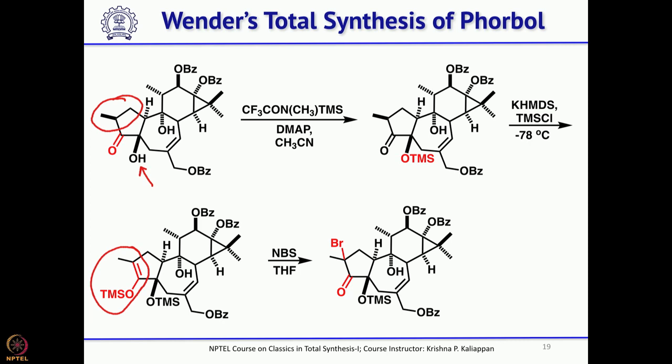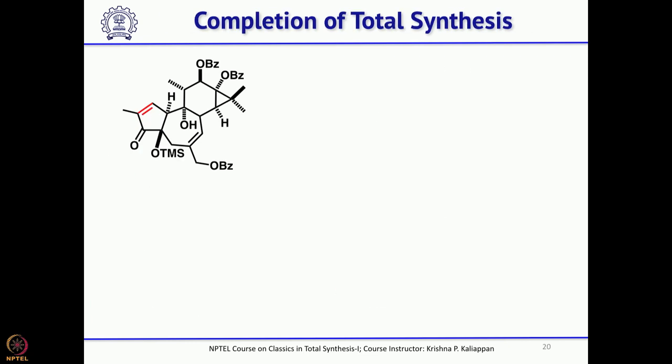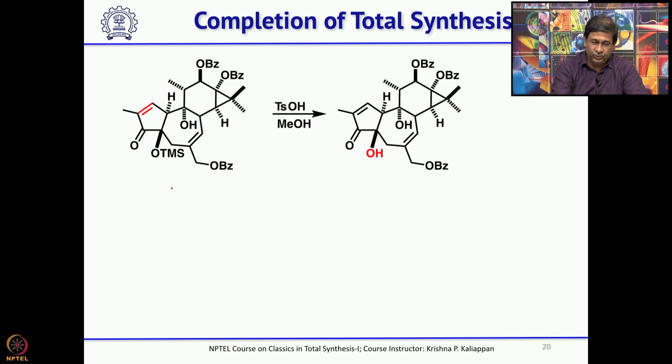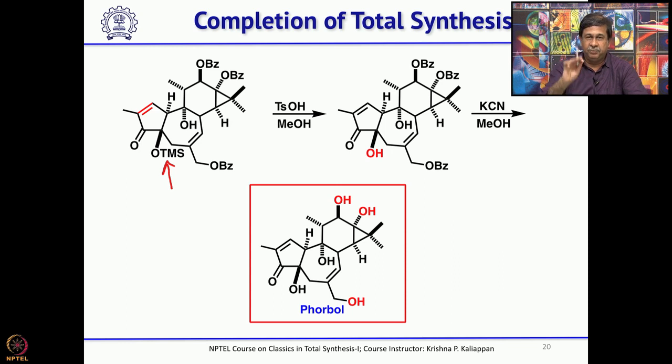Once you have alpha bromo ketone, then elimination of HBr is possible, and that was done with lithium bromide, lithium carbonate. Under high temperature, elimination takes place to introduce the double bond. Okay. So now if you look at the structure, it has almost all the functional groups in correct place. So what he needs to do, you have to remove the TMS group to get the tertiary alcohol. Then the three benzoates should be removed. So that was done with potassium cyanide and methanol, that underwent clean hydrolysis of benzoate to give the Phorbol.